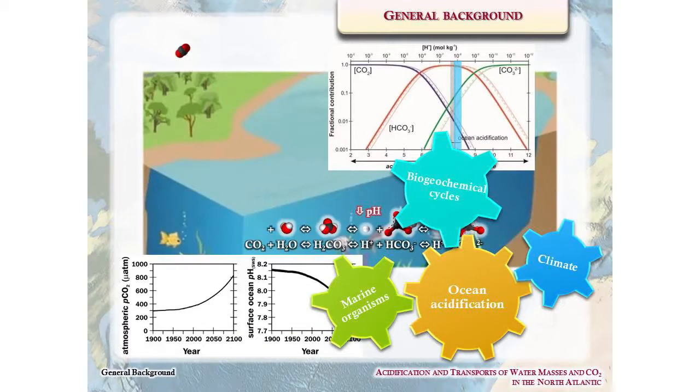Recent studies show that the present uptake of anthropogenic CO2 and the subsequent acidification is about 100 times faster than during the last ice age.